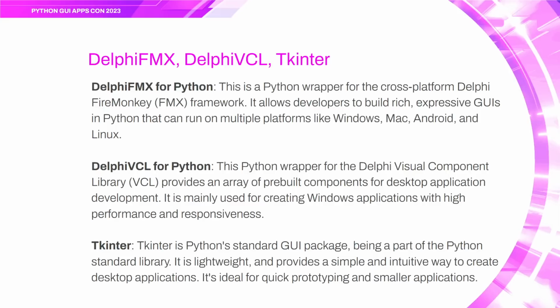The DelphiVCL for Python framework is a Python wrapper for the Delphi Visual Component Library, or VCL, and provides an array of pre-built components for desktop application development. It is mainly used for creating Windows applications with high performance and responsiveness. Tkinter is Python's standard GUI package, being a part of the Python standard library. It is lightweight and provides a simple and intuitive way to create desktop applications. It's ideal for quick prototyping and smaller applications.